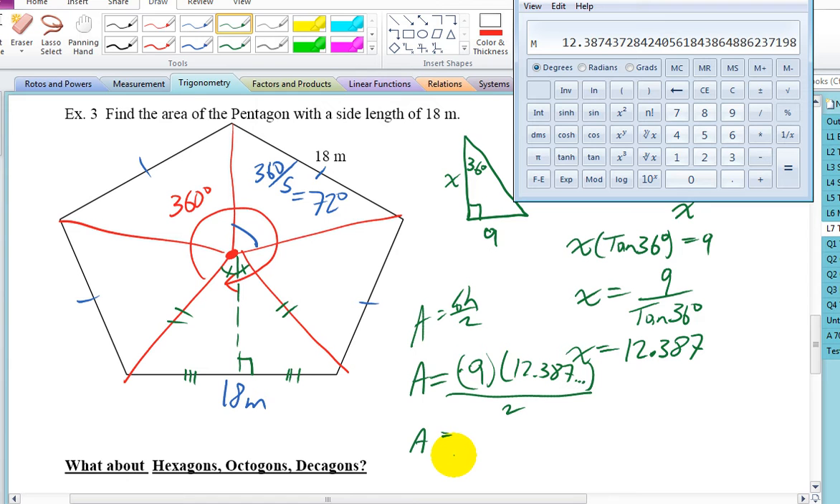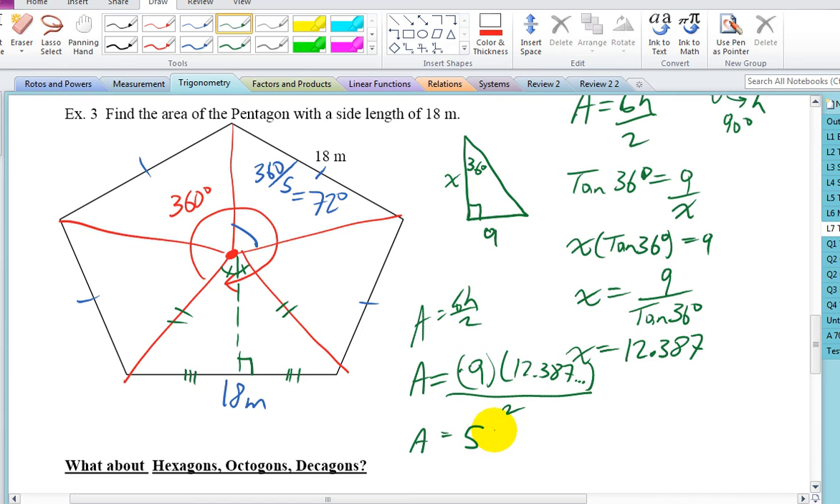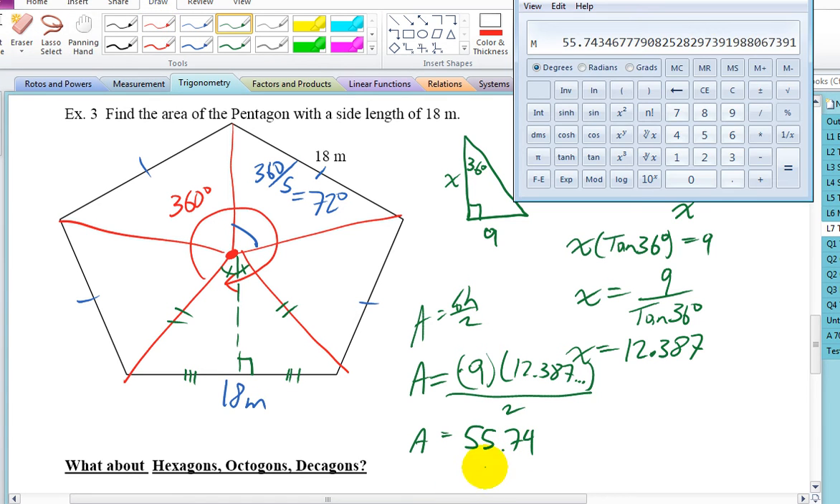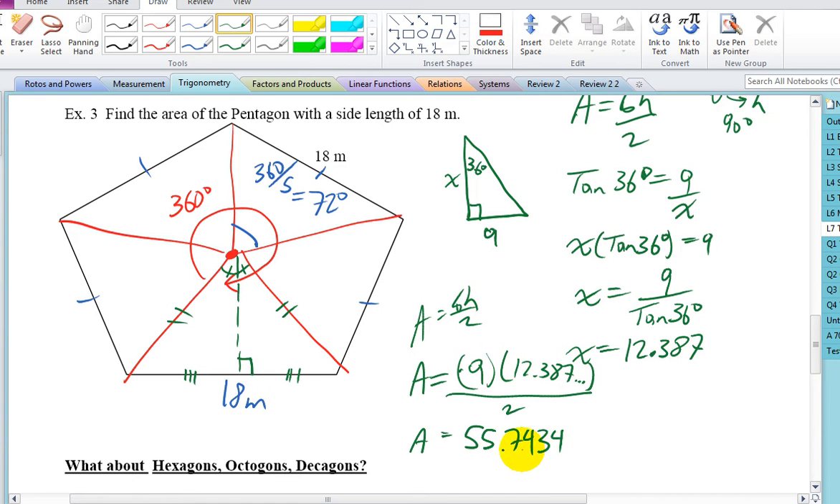So for one small triangle, now I have all my decimals, so use them. Use all your decimals, times it by 9, and then divide it by 2. 55.74, and let's go 7434. All right. Now, how many small triangles are in there?